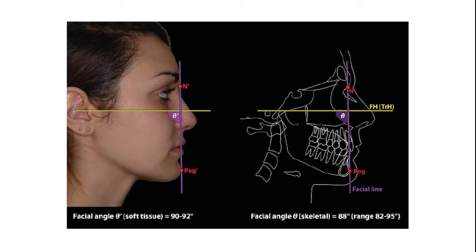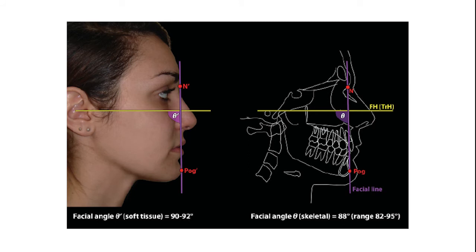In addition, when constructing the facial vertical line, soft tissue nasion to soft tissue pogonion, if the sagittal position of nasion is not acceptable, it may be adjusted to a more ideal position. The alternative is to use soft tissue glabella rather than nasion.